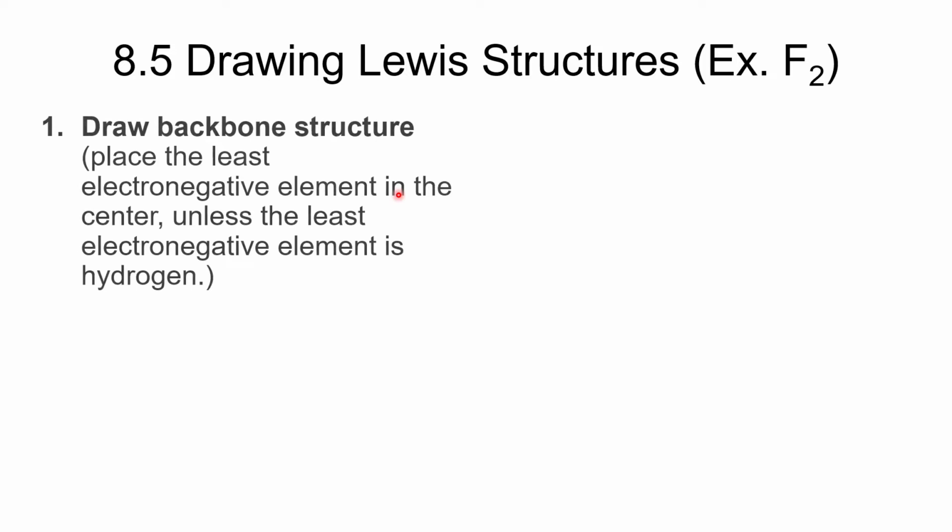So the very first thing is you want to draw a backbone structure. That is, you want to get all of the atoms into the right orientation, so the right connectivity, and then put the minimum number of bonds to connect those atoms. If we're looking at F2, we just have two atoms, so we're going to put a single bond between the two fluorine atoms. And we'll determine if that's going to stay a single bond or if it's going to be a multiple bond by going through some very simple math.